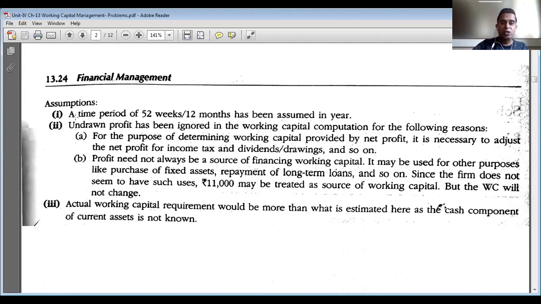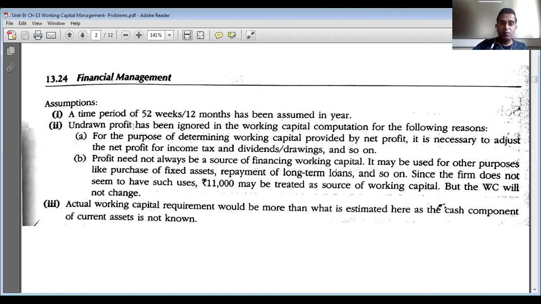Since it is not mentioned in the problem, we have to assume that a time period of 52 weeks or 12 months has been assumed in a year. Sometimes it is given in the problem. They may say assume 50 weeks in a year. So you cannot consider 52 weeks in that case. You have to consider 50 weeks itself. So the first assumption is a time period of 52 weeks or 12 months has been assumed in a year.